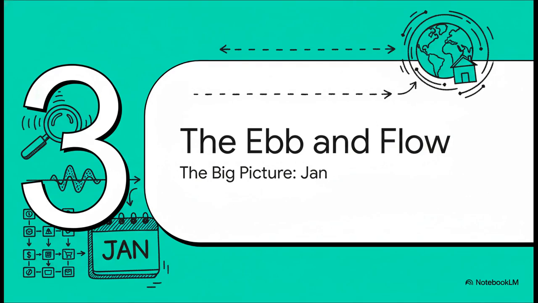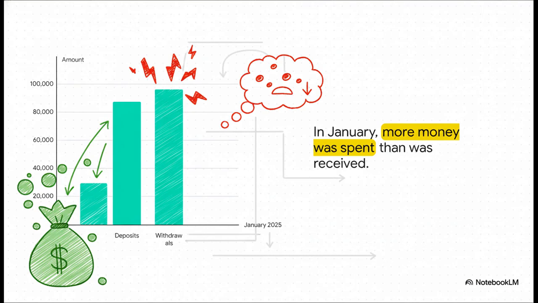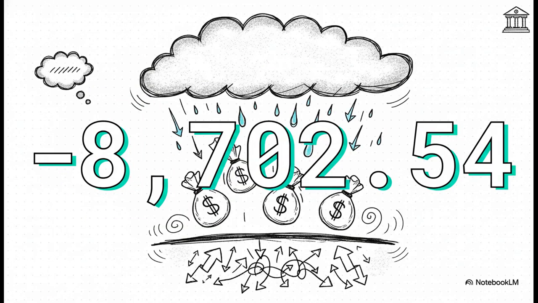Instead of getting lost in every single transaction, let's look at the whole month of January to get a sense of the overall financial health here. This chart tells the story in a single glance. The green bar shows that about 87,000 came into the account in January. But look at the red bar, the one representing money going out. It's taller, over 96,000. And that leaves us with this number, a negative net cash flow of just over 8,700 for the month. Bottom line, more money was spent than was earned or received. That's the 30,000-foot view of Prem's financial month.